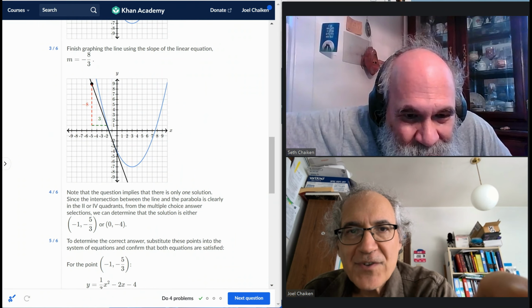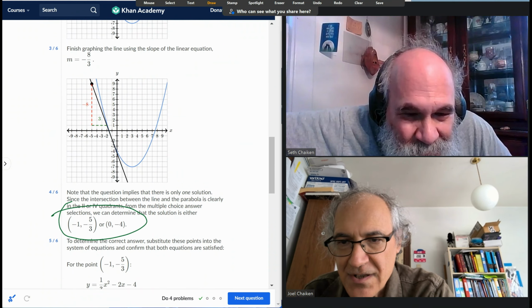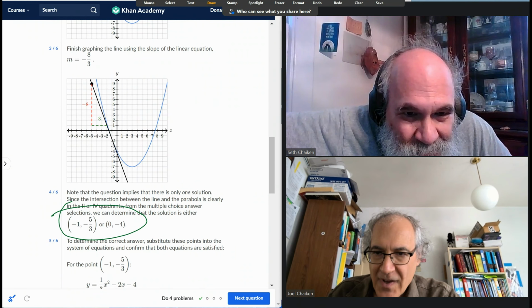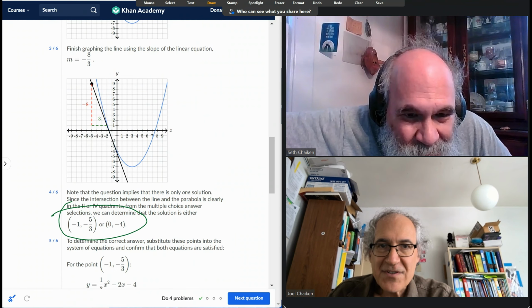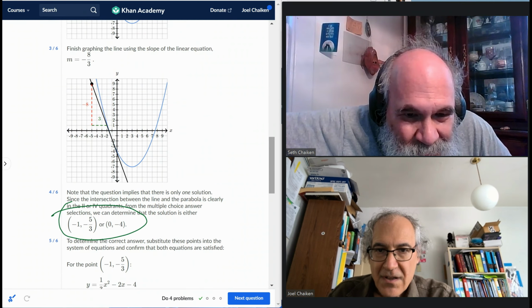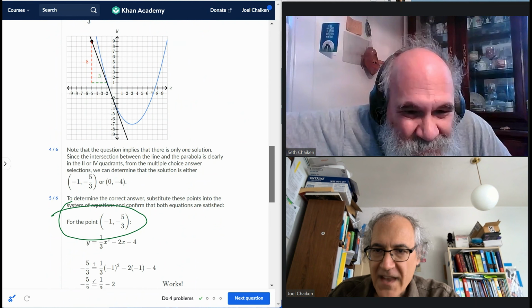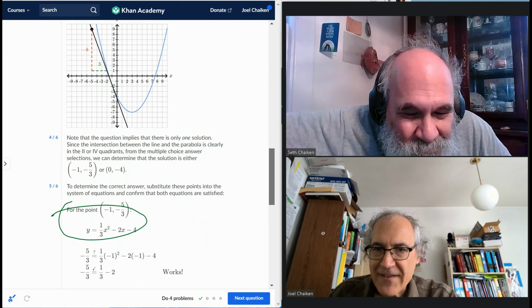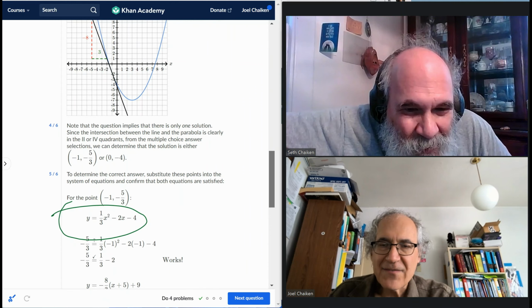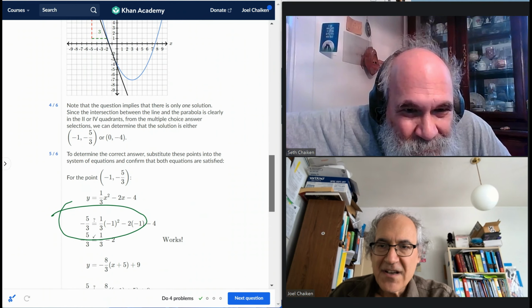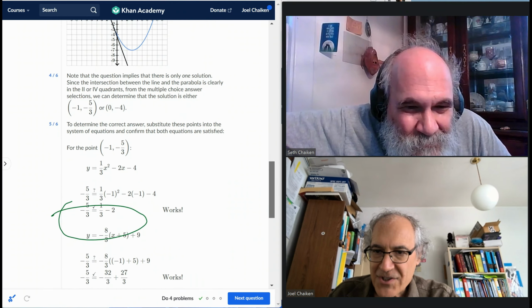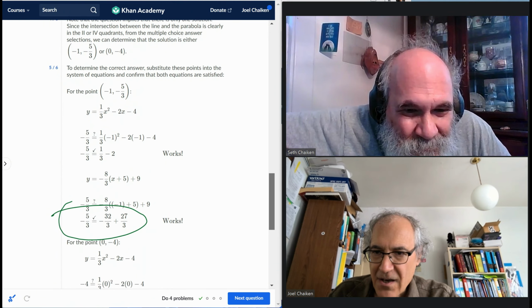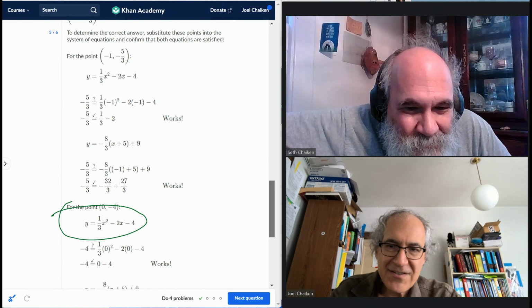They offer two possible solutions. So you check them, right? Substitute these points into the system. You only have to substitute it into the line, really, because in the graph you can see that 0, -4 is on the parabola, so you don't really have to check 0, -4 on the parabola.